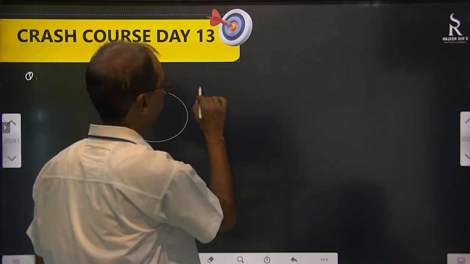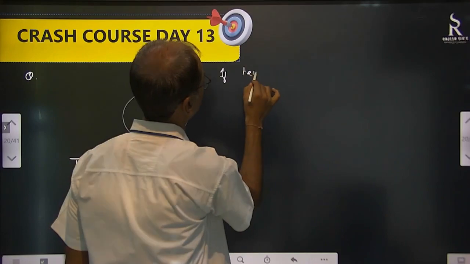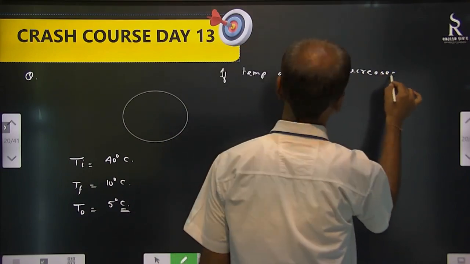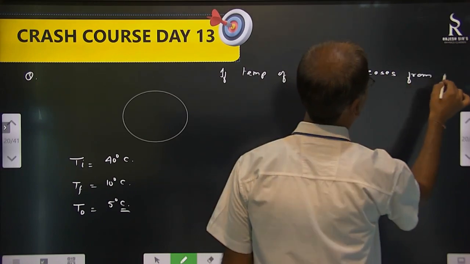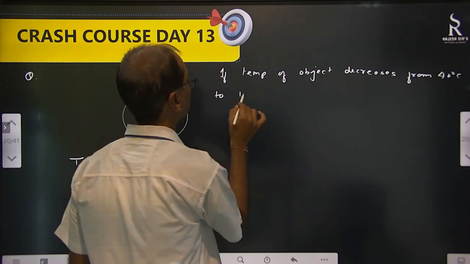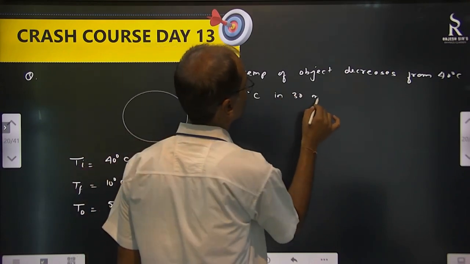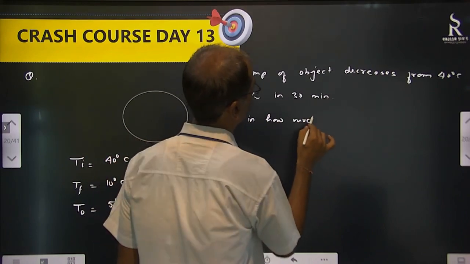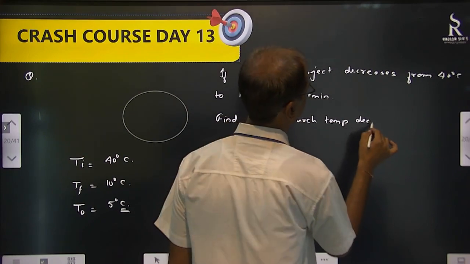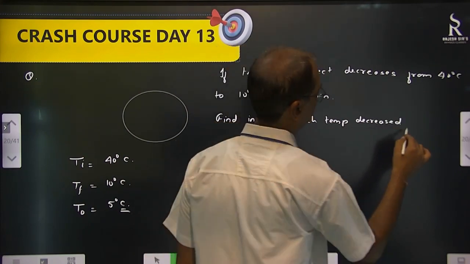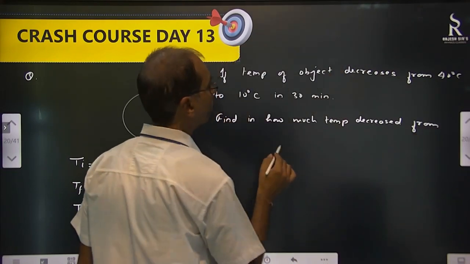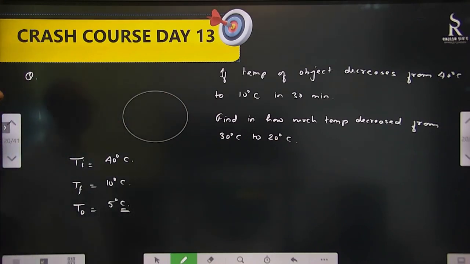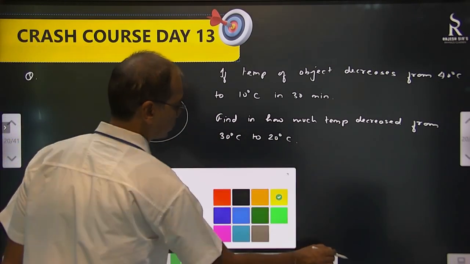So the question says, if the temperature of the object decreases from 40 degrees centigrade to 10 degrees centigrade in 30 minutes, find in how much time the temperature decreases from 30 degrees centigrade to 20 degrees centigrade. Let's do that. This is given.